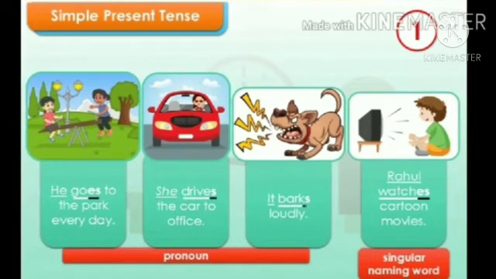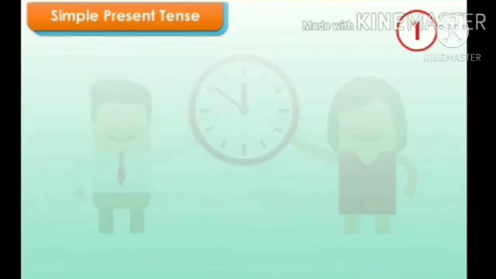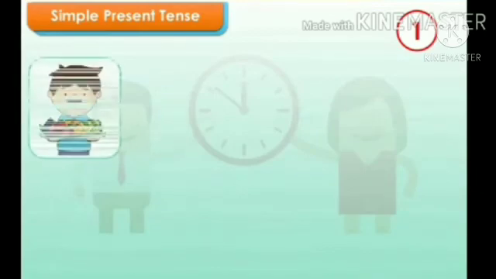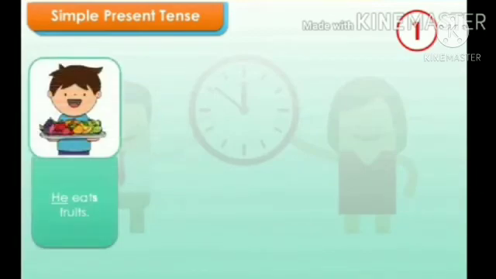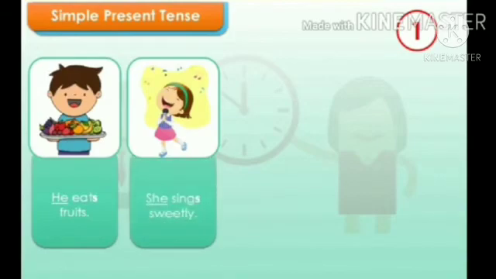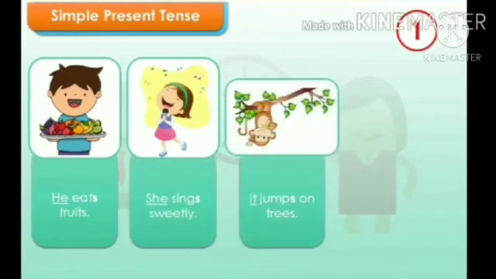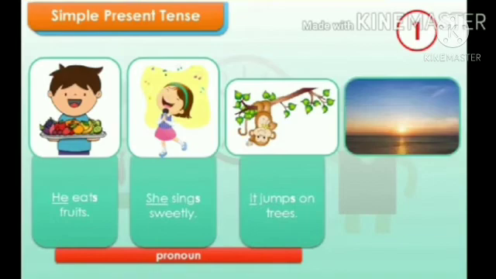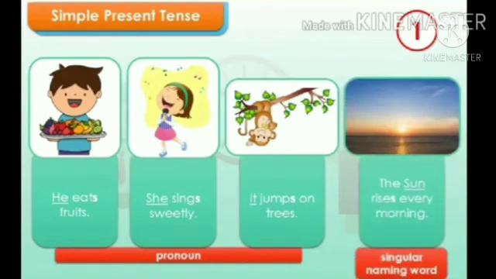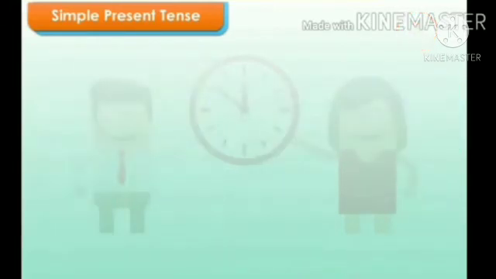Let us learn some more examples regarding this simple present tense. First one is he eats fruits. She sings sweetly. It jumps on trees. The sun rises every morning. So, in these sentences, you will see where we have used s and es.